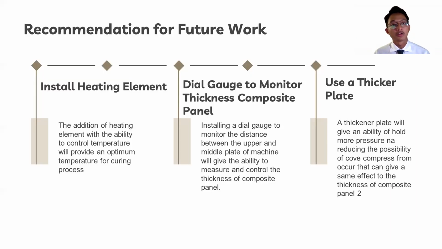Lastly is the recommendation for future work in this project. The first one is installing a heating element. The second one is using a dial gauge to monitor the thickness of the composite panel. So installing a dial gauge to monitor the distance between the upper and middle plate, and at the same time we are able to measure the thickness of the composite material compressed inside the mold. And use a thicker plate. By using a thicker plate, we can avoid overcompression from occurring, and we can reduce the high deformation that can affect the composite panel thickness.